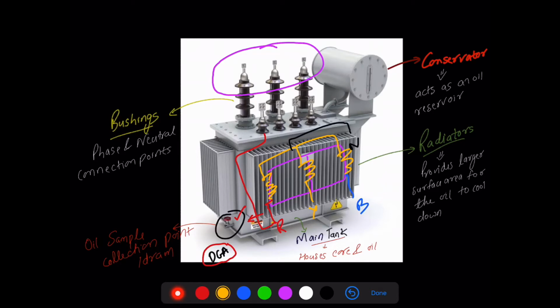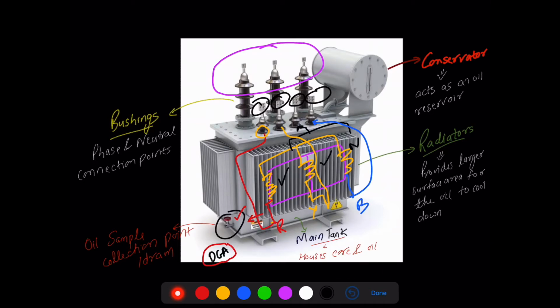The R is going to be connected to this bushing, the Y is going to be connected here, and the B is going to be connected here, and the neutral point is going to be connected here. So bushings are basically the output electrical contacts of the windings of a transformer.